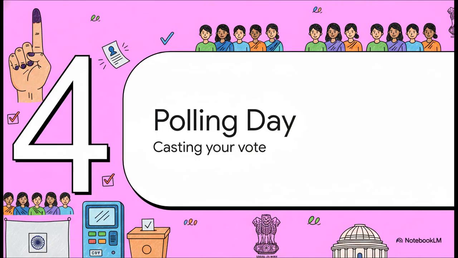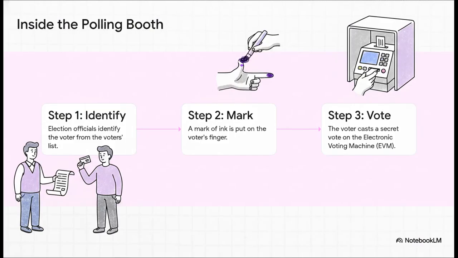After all the speeches and promises of the campaign, the moment of decision finally arrives. We now come to our fourth section, polling day. This is the day when citizens exercise their most important democratic right, the right to vote. So, what happens when you go inside the polling booth? Let's walk through the steps.